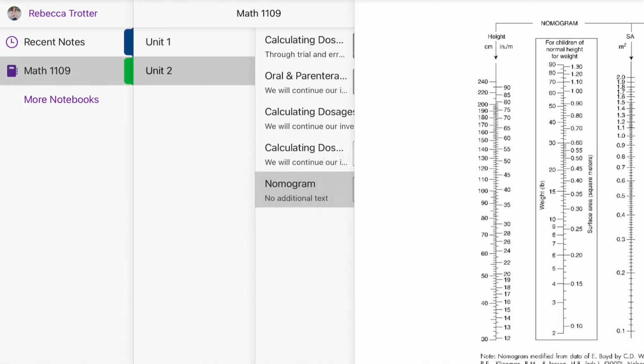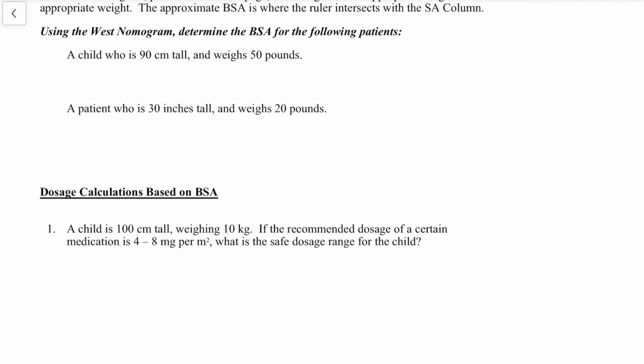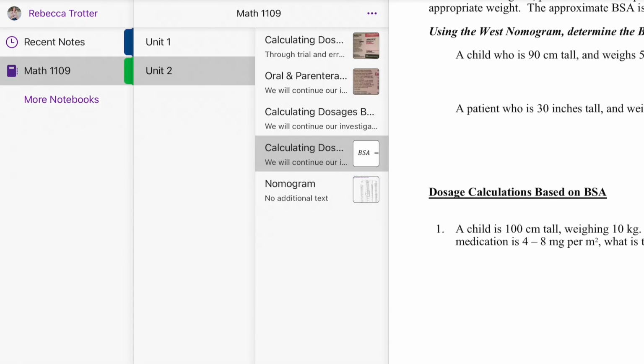So again, we are looking for 90 centimeters, 50 pounds. I'm just going to write that on the side here so I don't forget. 90 centimeters, 50 pounds. So let's go into where 90 centimeters is. Centimeters is on this side, so I'm going to go down and I'm looking at my 90 here. And on my weight, I'm looking at the pounds on this side and I'm going down to where 50 is.